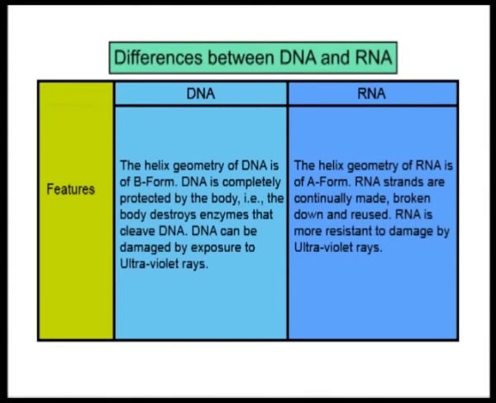The helix geometry of DNA is of B form. DNA is completely protected by the body, that is, the body destroys enzymes that cleave DNA. DNA can be damaged by exposure to ultraviolet rays. Whereas the helix geometry of RNA is of A form. RNA strands are continually made, broken down and reused. RNA is more resistant to damage by ultraviolet rays.